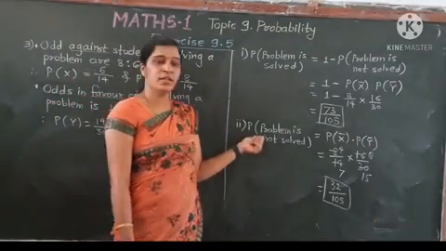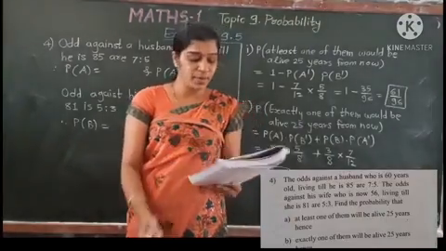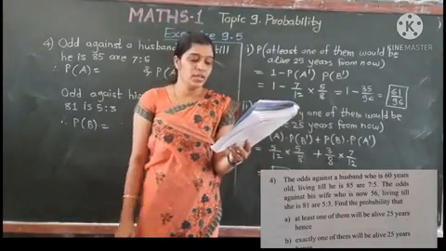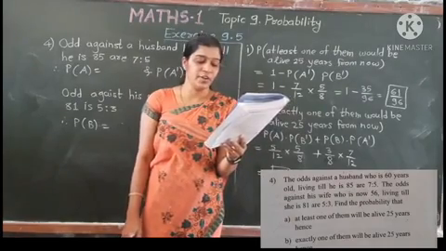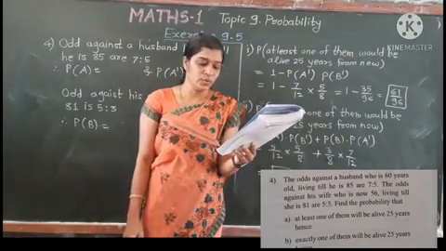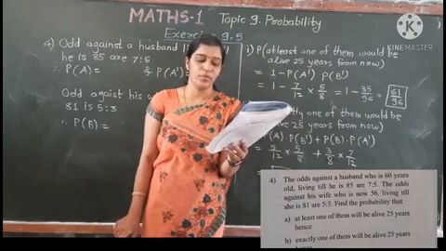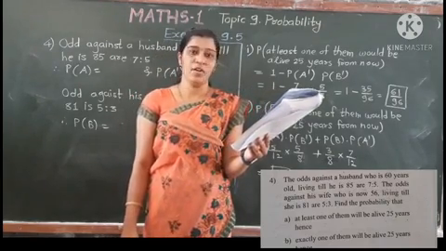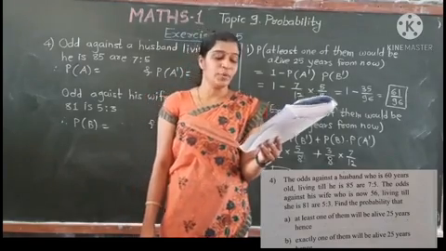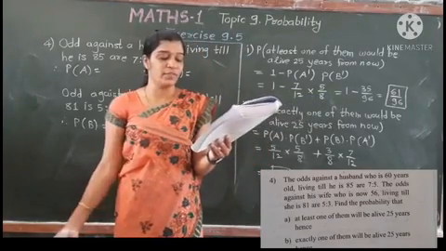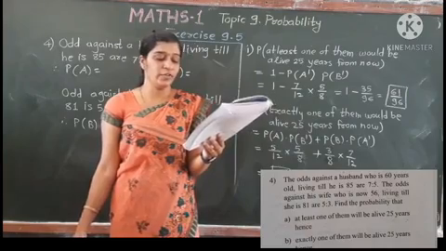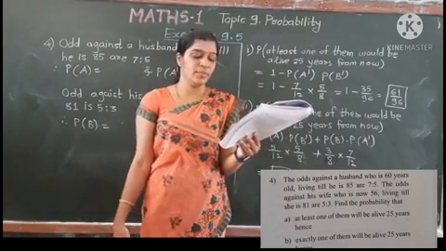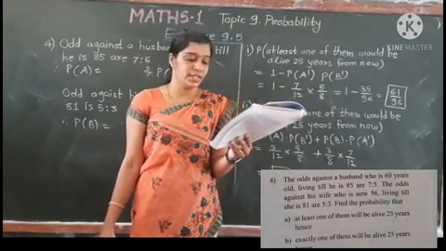Okay, understand? See the fourth example. The odds against a husband who is 60 years old living till he is 85 are 7:5. The odds against his wife who is now 56 living till she is 81 are 5:3. Find the probability that at least one of them will be alive 25 years hence, and exactly one of them will be alive 25 years hence.